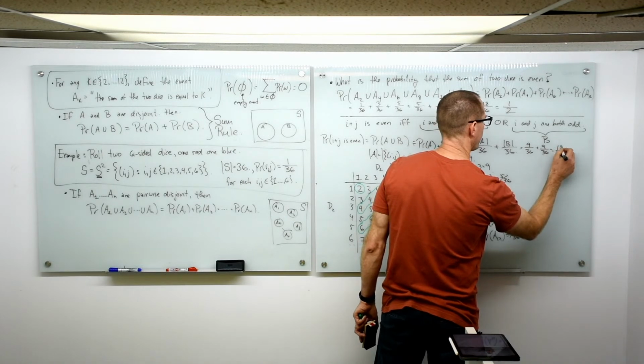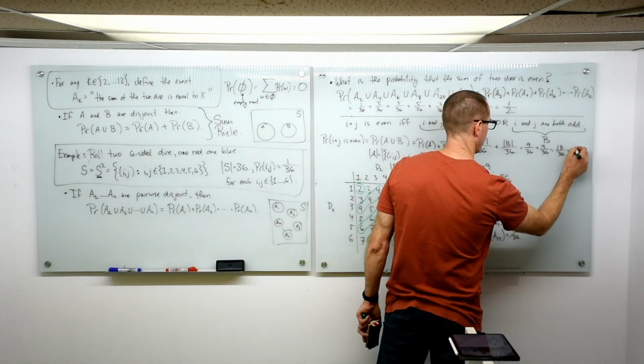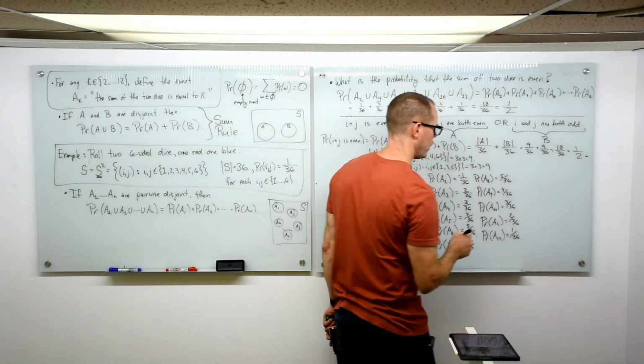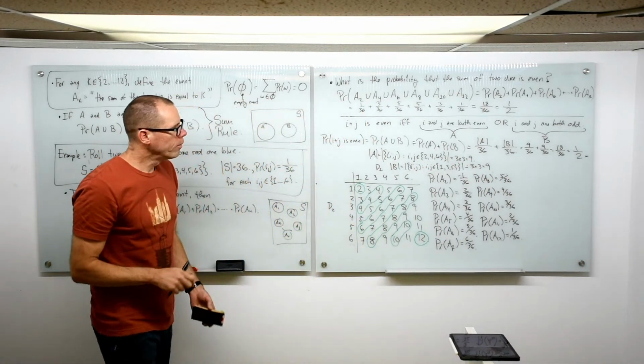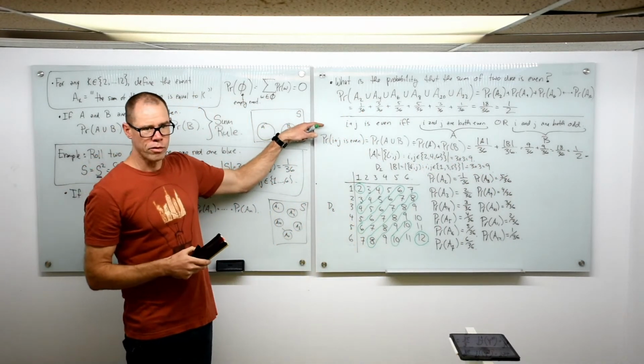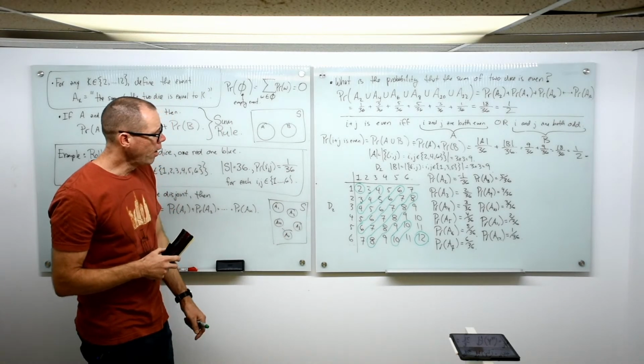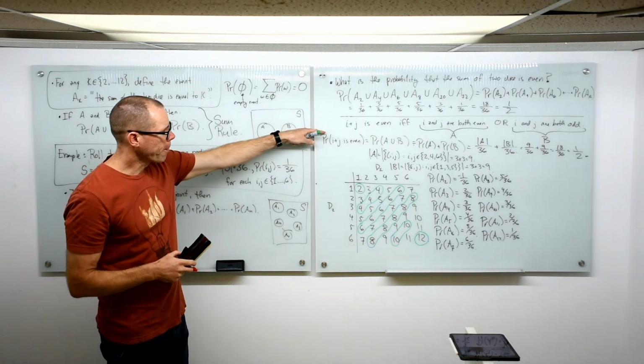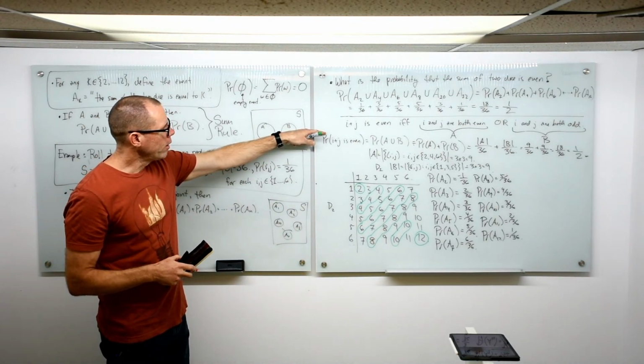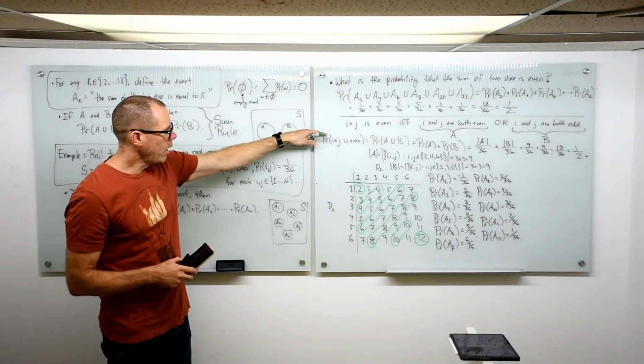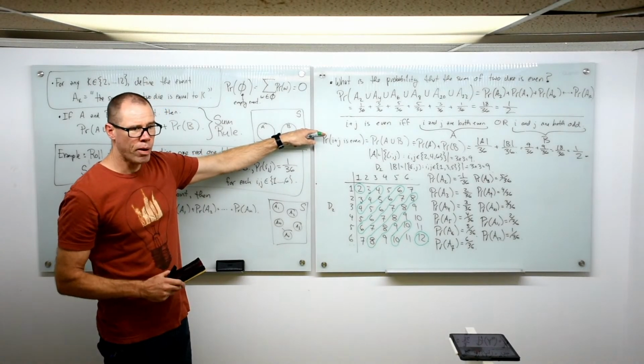It's 18 out of 36, which is a half. So there's a second way of doing this, which, well, super quickly goes back to something we're familiar with.